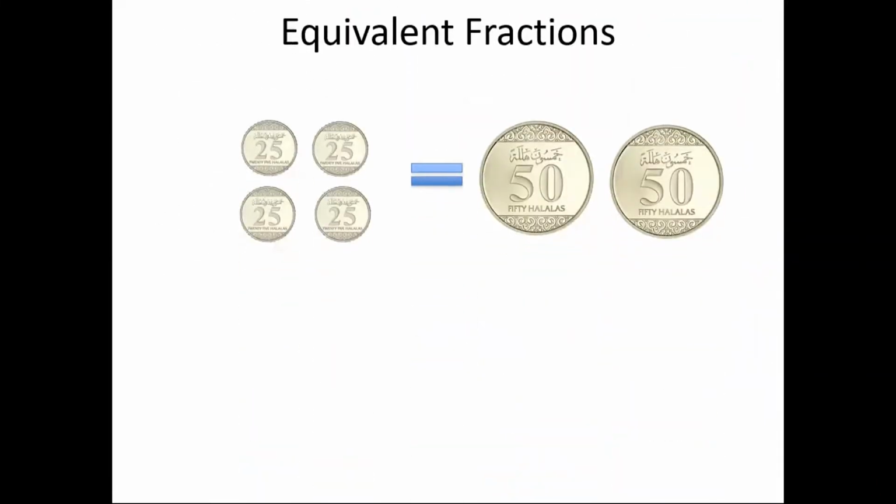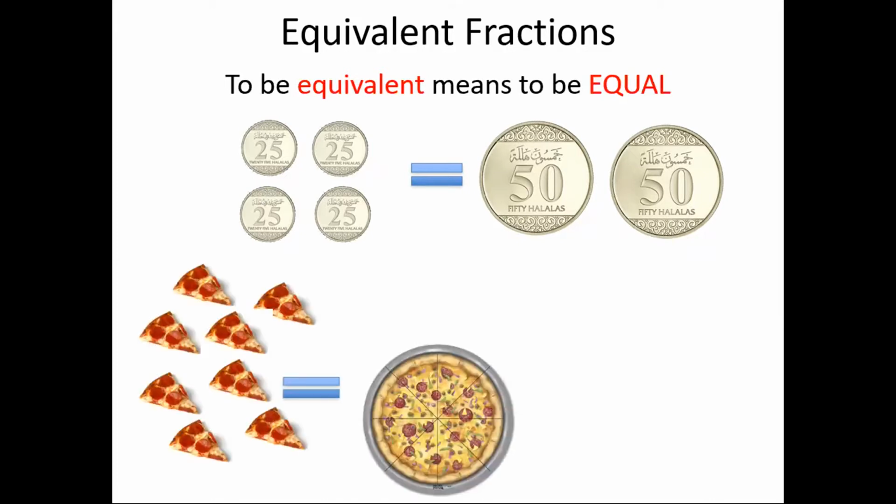Equivalent fraction. What does equivalent mean? Here, equivalent means to be equal. We have the same amount of money on both sides. We can represent the two amounts of money in two ways, by 4 quarters or 2 halves of a riyal. So here they are equal, which means equivalent. Like we have a pizza and we divide it into 8 slices. So 8 slices of pizza equal a whole pizza.